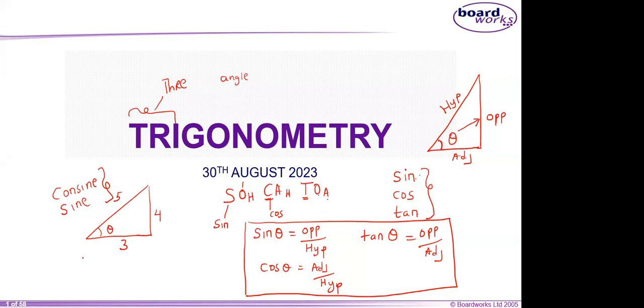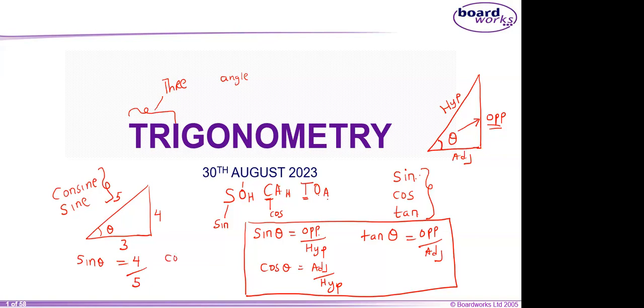When they ask me to get sine theta, I look at my opposite. We said our opposite is this side. So I will say my opposite, that is 4, divided by my hypotenuse, which is h, and for this triangle here, I have 5. So that is my sine theta.